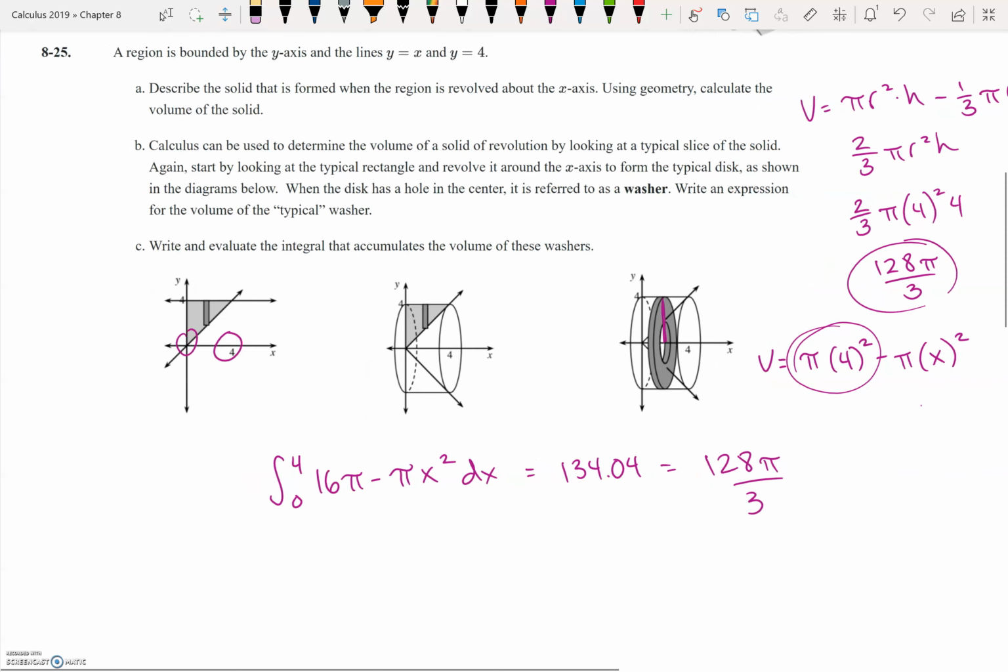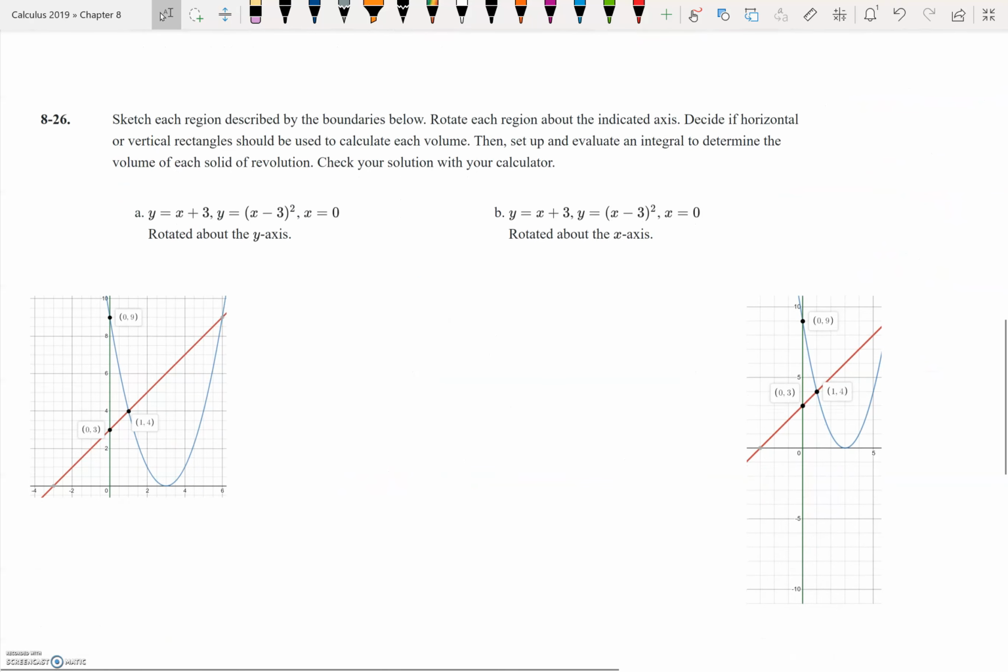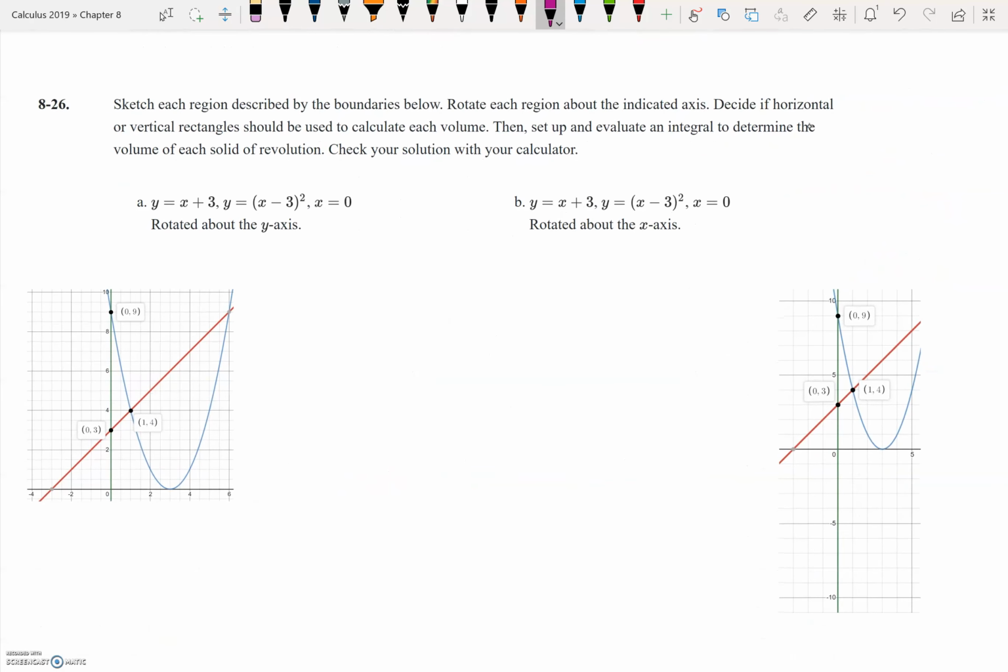Okay, and now we're going to go on to 26. So we are going to sketch the region described by the boundaries below, rotate each of the region around the indicated axes, decide if horizontal or vertical rectangles should be used to calculate the volume. Then we're going to set up and evaluate an integral to determine the volume of each revolution. So I saved us some time by graphing each of these.